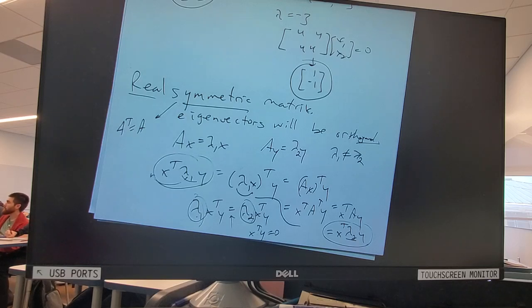Past Jeff decided to not write every step down, just keep some of it in his head. All right, that was just a quick proof: if I have a real symmetric matrix, any eigenvectors you end up with will be orthogonal to each other. Just kind of a good thing to know. Okay.